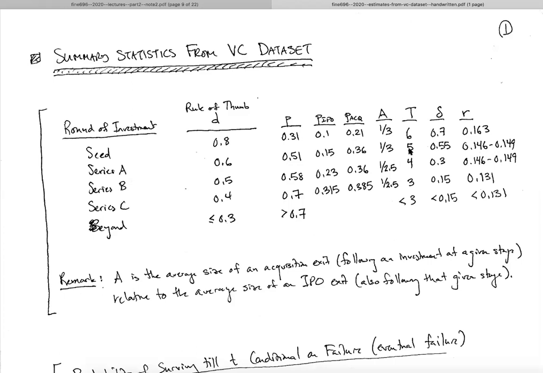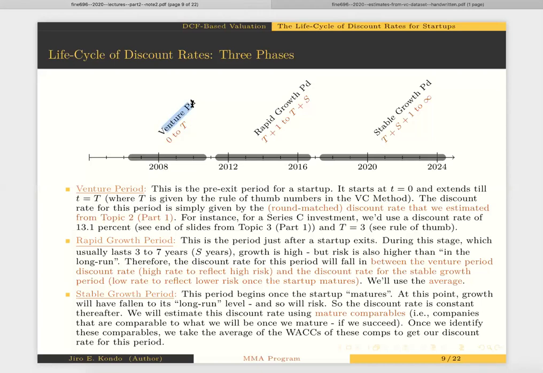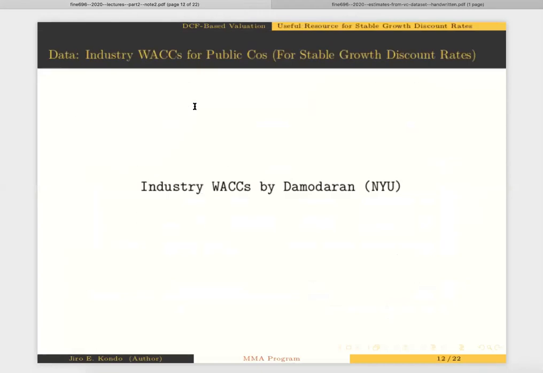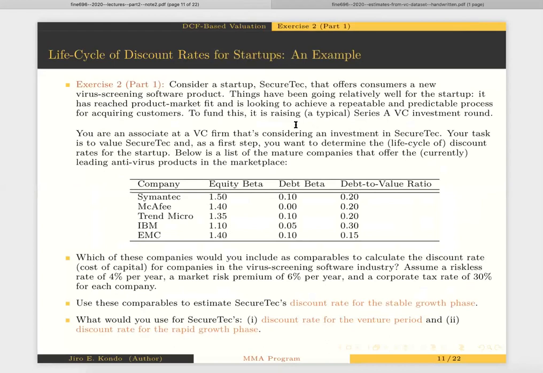And we would assume that the length of the venture period would be 5 years, again using this historical data. So our venture period discount rate for SecureTech would be, let's say, 14.75% for the next 5 years. Let's assume the standard 5 years as the length of the rapid growth phase. So our rapid growth phase discount rate would apply from year 6 until 10.